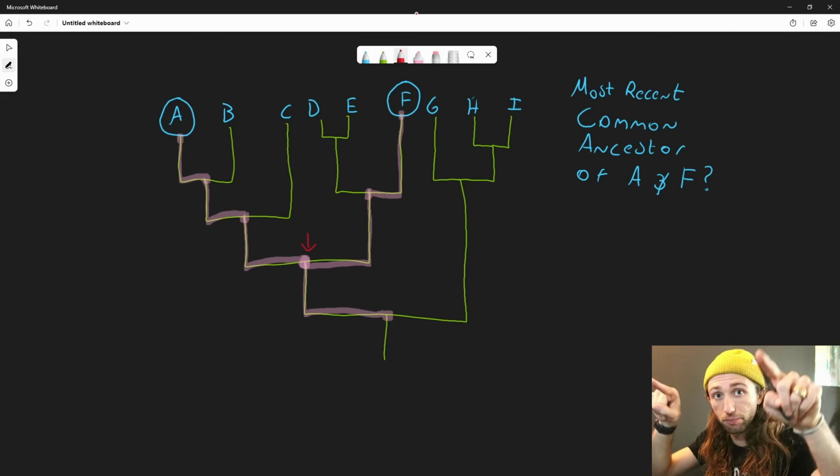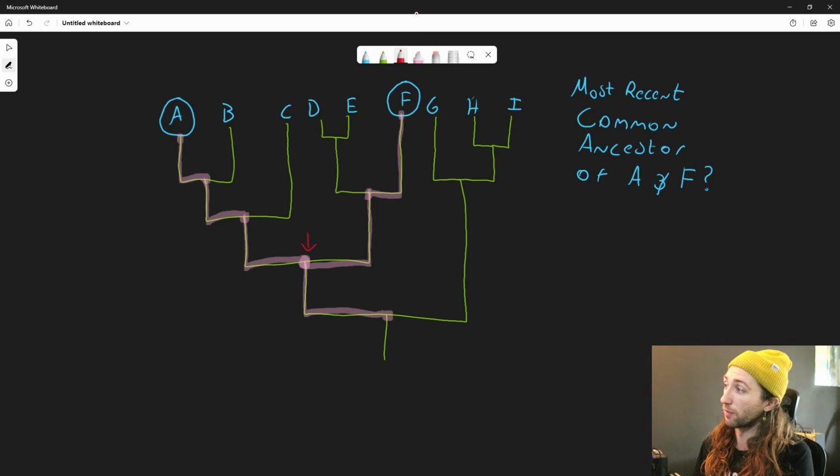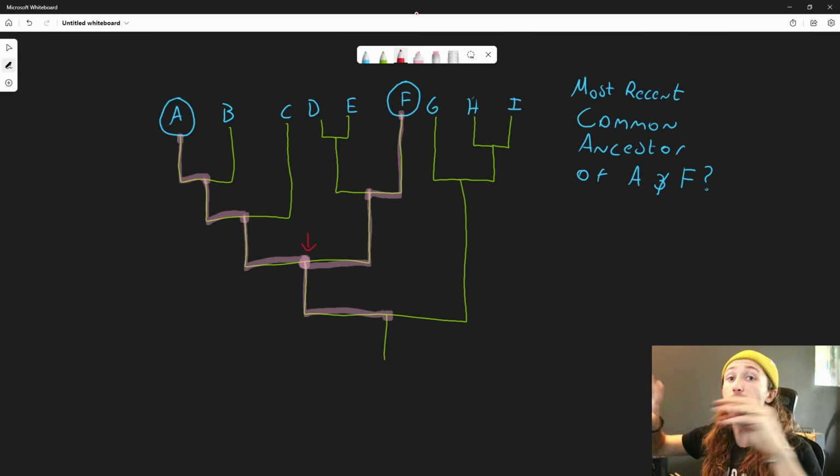If we're starting at the tips and we're going down, we're going backwards in time, this would be the most recent common ancestor. So if you got this, awesome. You are reading phylogenies, great. And if you didn't, that's fine. Practice. Start doing this with many different groups.